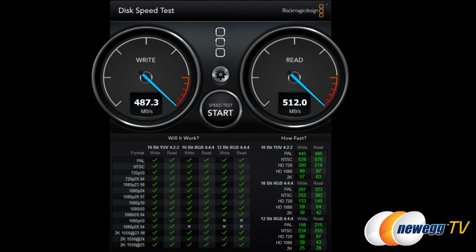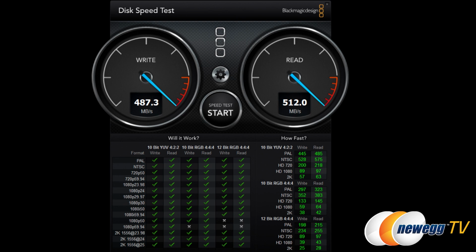Now this speed test is intended to help you figure out what's the best speed that your drive could be set up for, what it's rated for, depending on what kind of video editing you're going to do, depending on the color depth that you're using, and the resolutions. So you can see it's only got a couple check boxes here that it's not adequate for these different resolutions and color depths. But aside from that, it's good across the board.